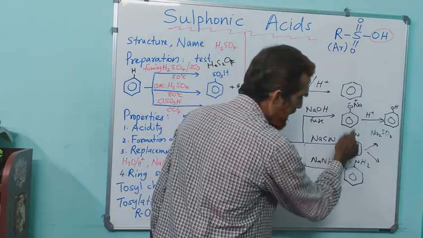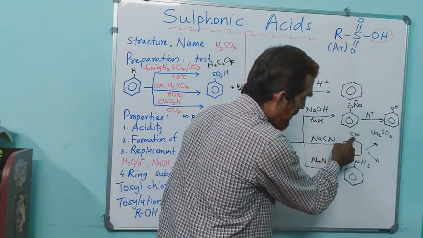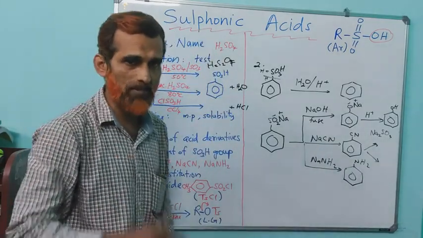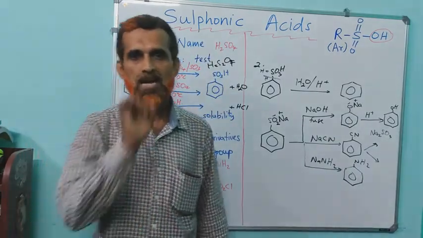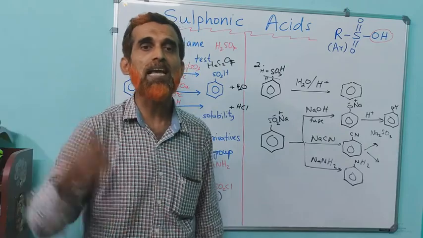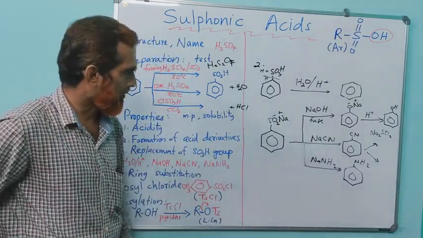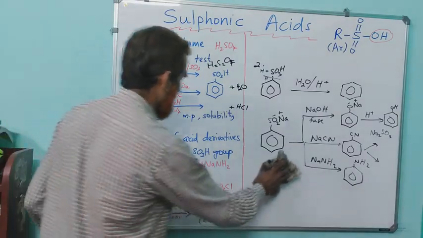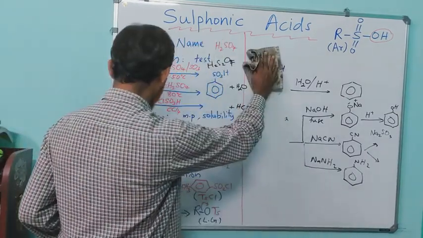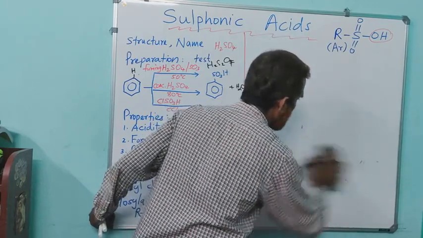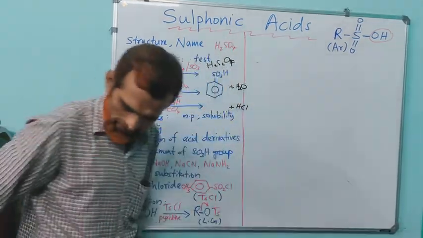Another one, if you reduce this, what do you get? On reduction, this becomes CH2NH2, that is benzylamine. So that's another question you can write: convert benzene into benzylamine. So this is a very delicate kind of conversion, right? So these are important reactions of benzene sulfonic acid.